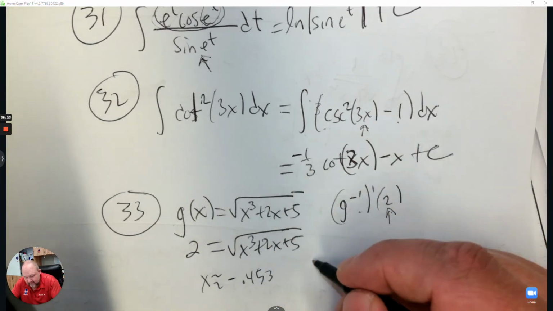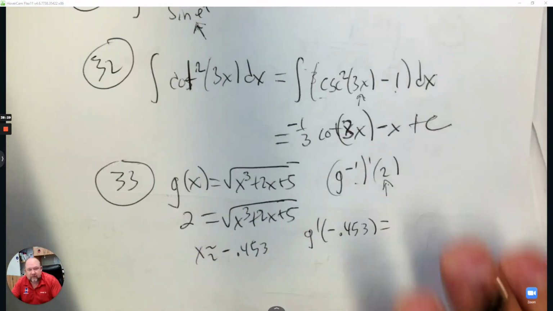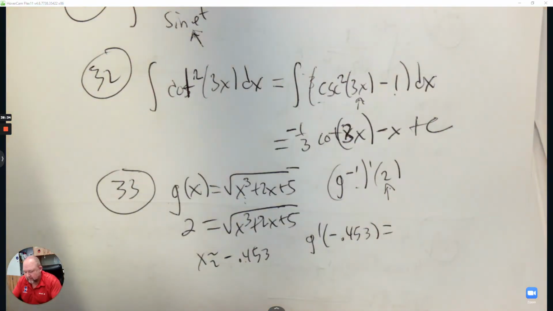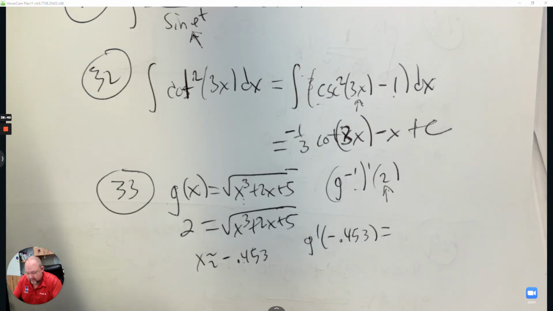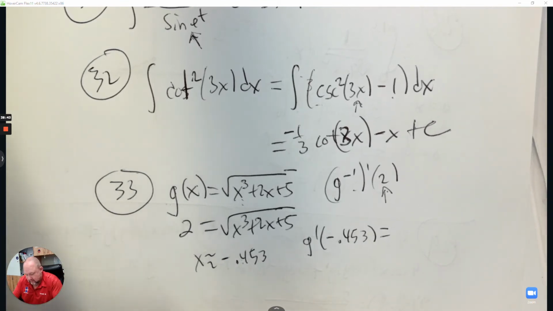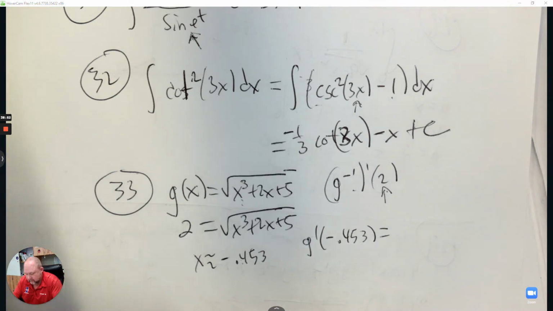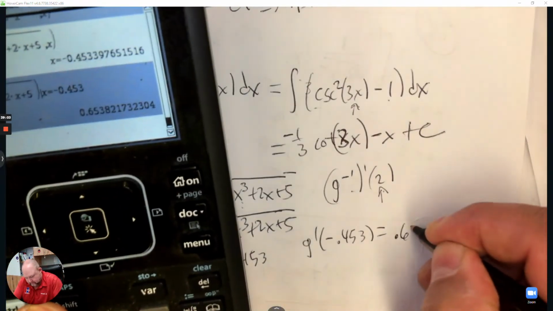Next, I need to take the derivative at negative 0.453. Not the inverse, but this derivative at this value. So I'm going to type in. Now I'm going to do menu, calculus, derivative at a point. That's number 2. And then I plug in negative 0.453. And then I plug in the square root of x cubed plus 2x plus 5. And I get 0.654.